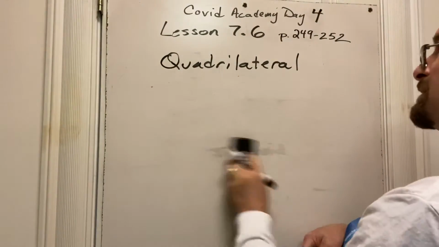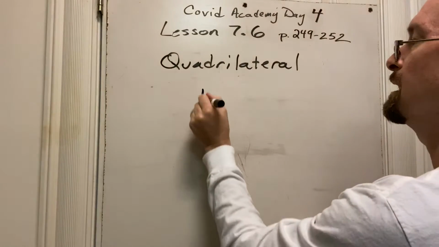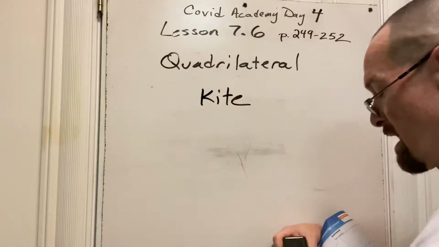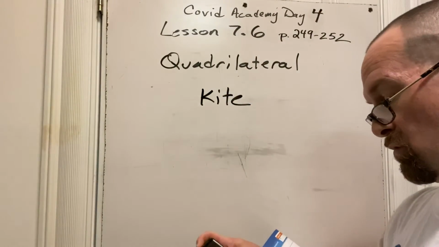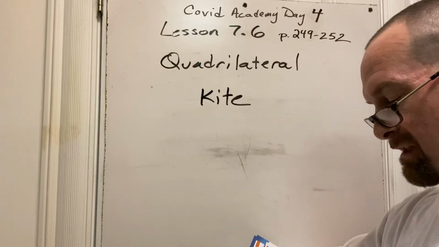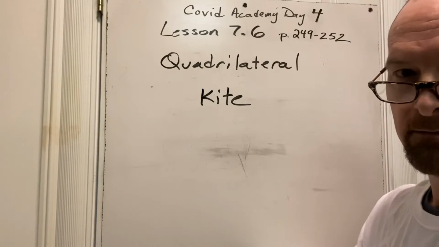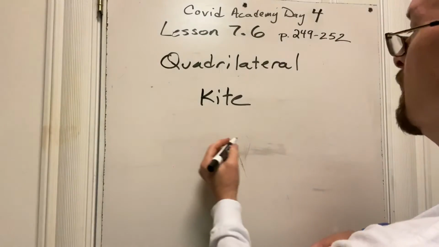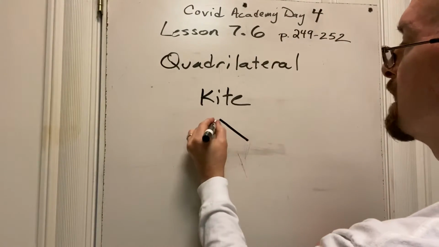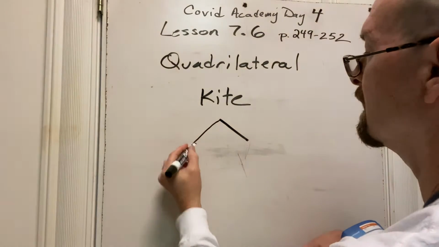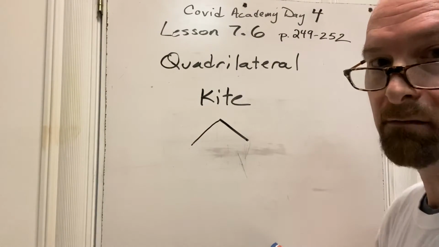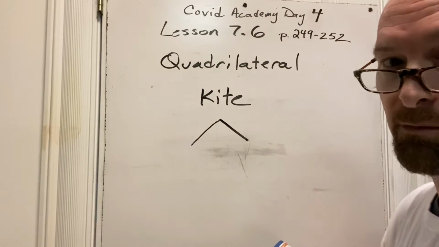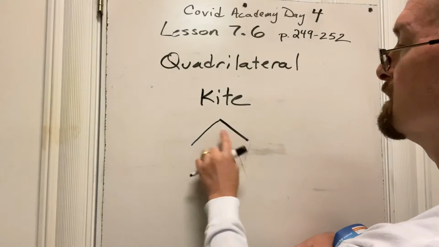A kite is a totally different thing. A kite means you've got 2 separate pairs of adjacent equal length sides. What does that mean? I don't get it. Adjacent means they're touching. So it's that these two sides that are touching have the same length. It has nothing to do about parallel. Nothing. Kite, nothing to do with parallel. It means these two are the same length.